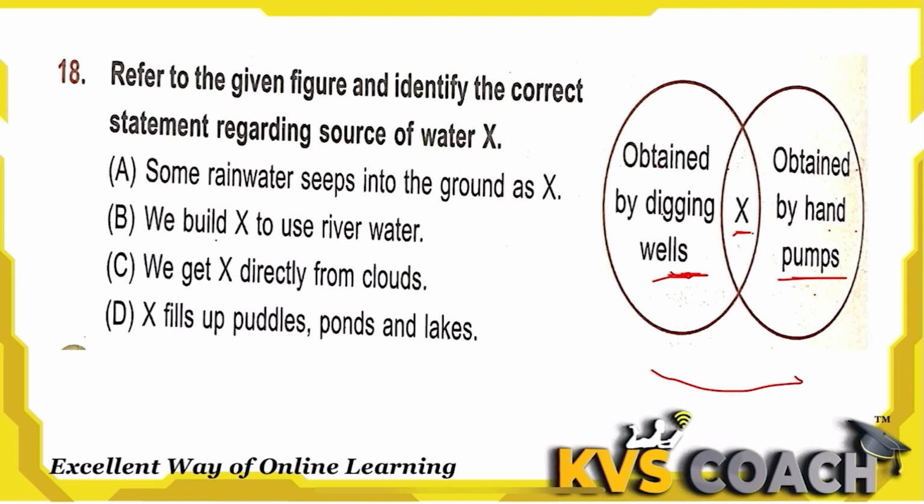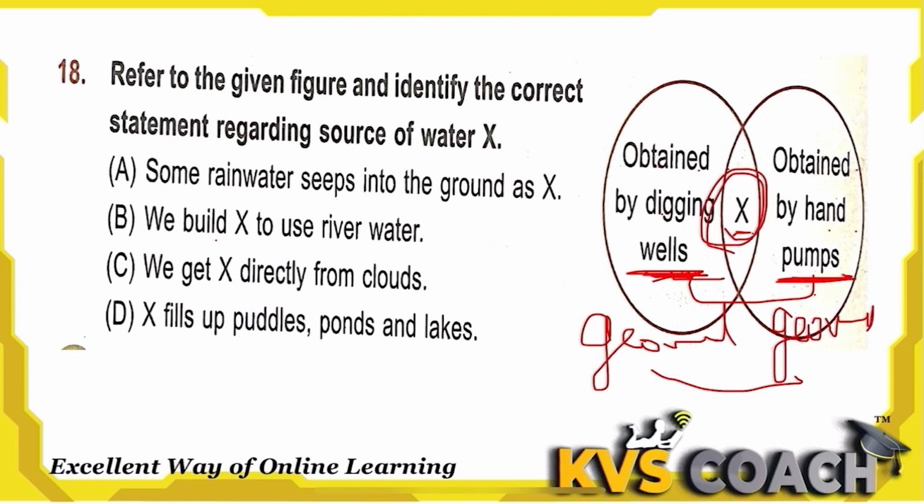They are both obtained by digging wells; wells get water from the ground. It means this is groundwater. A pump is used for getting groundwater. It means X is groundwater. So some rainwater seeps into the ground as X. It can be, yes. We build X through use of river water.